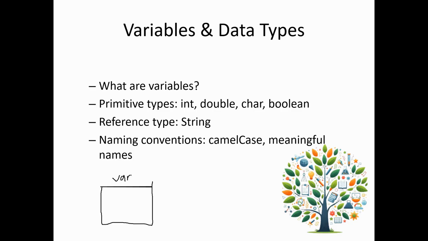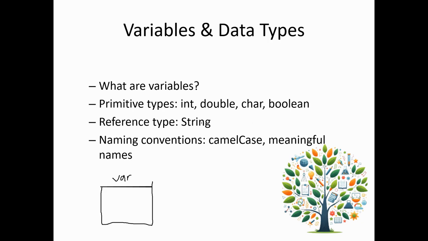A data type is something that defines what kind of data is stored inside a variable. So in this case, what kind of data is stored in this box? Well, there are two types of data types. There are primitive types that include the int, double, char, and boolean. The int and double are numbers. Int is a whole number, double is a float, which is like a decimal. And then we have boolean, which is what it sounds like, true or false.